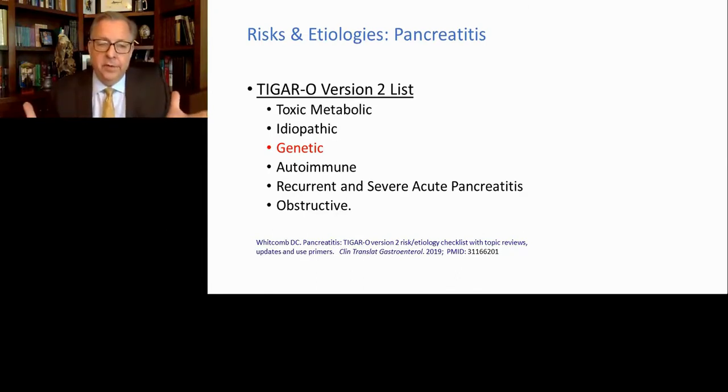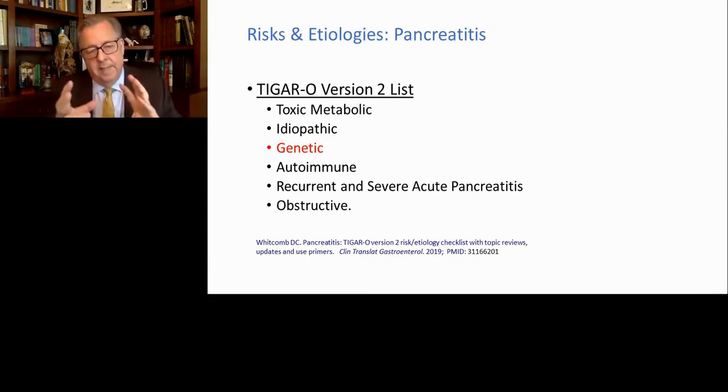Now, here are the different causes of pancreatitis, and there's a whole list of them. There are toxic metabolic factors like too much alcohol and smoking. Idiopathic used to be a big classification, and now it's small. Genetics is becoming more important. Autoimmune is rare. Recurrent and severe acute pancreatitis is usually caused by gallstones. And obstructive is where there are factors outside the pancreas that are obstructing the duct and causing problems.